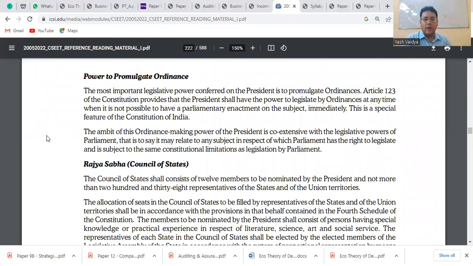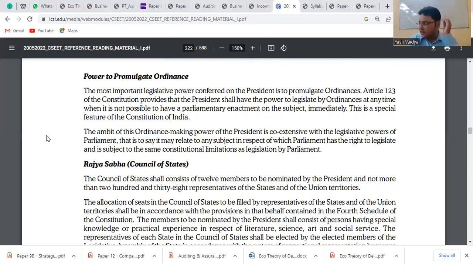Power to promulgate ordinances. The most important legislative power conferred on the President is to promulgate ordinances. Article 123 of the Constitution provides that the President shall have the power to legislate by ordinances at any time when it is not possible to have a parliamentary enactment on the subject immediately. This is a special feature of the Constitution of India.